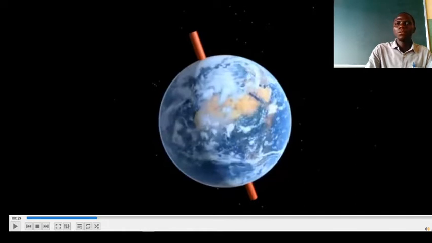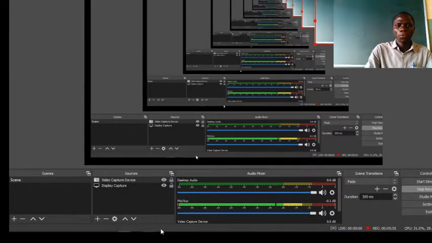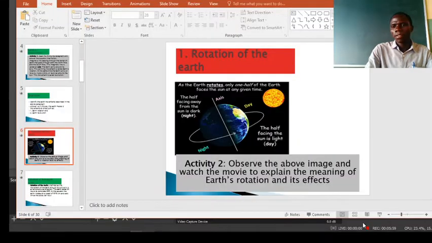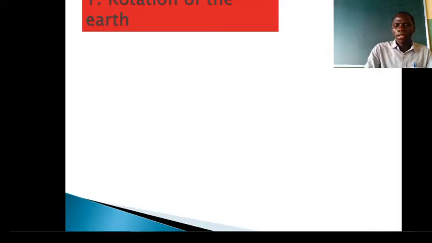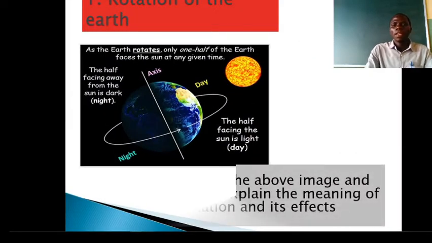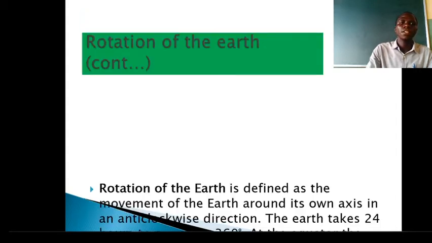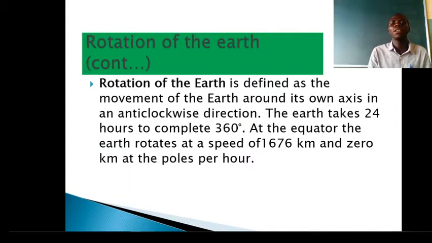Now, dear students, it's up to you to answer the asked question. The asked question is: explain the meaning of Earth's rotation and its effects. Can you explain the Earth's rotation? What is Earth's rotation? Rotation of the Earth is the movement of the Earth around its axis.